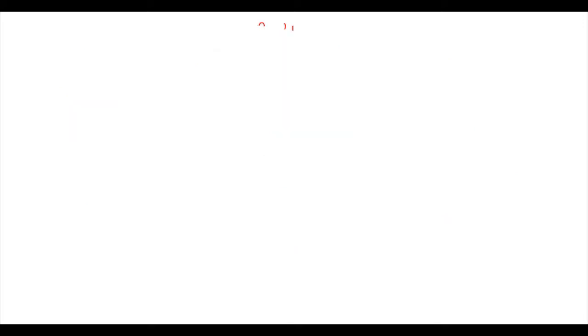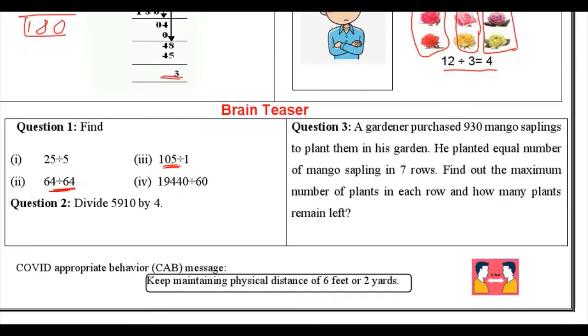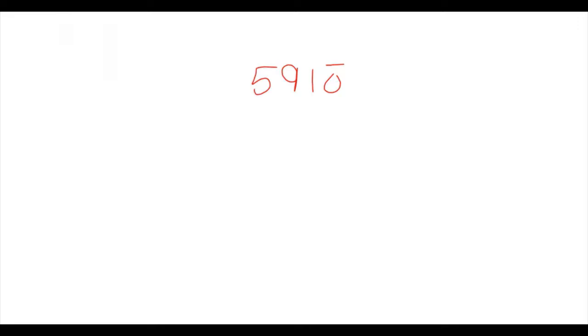Friends, let us solve the second question. So this is divide 5,910 by 4. So now let us start dividing. So what do we have here in the number is 5,910. As you can see, 5,910 divided by 4. So let's divide this by what? 4.